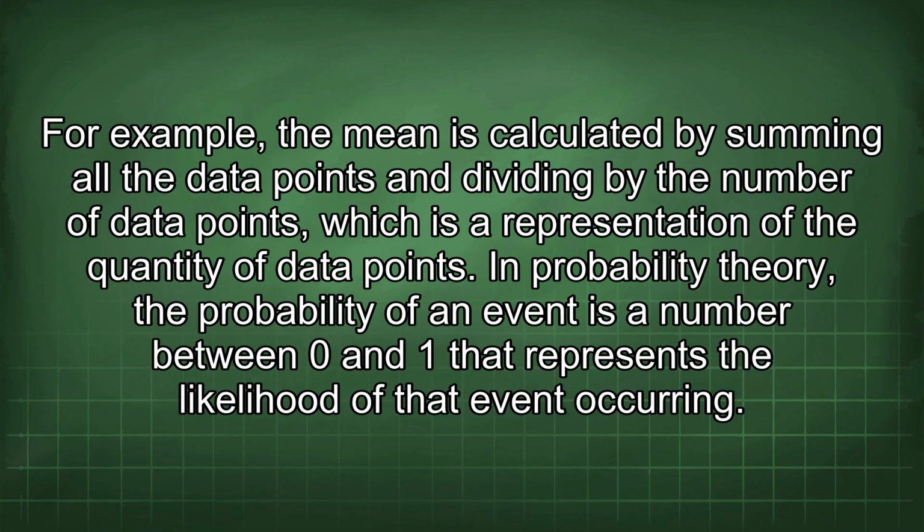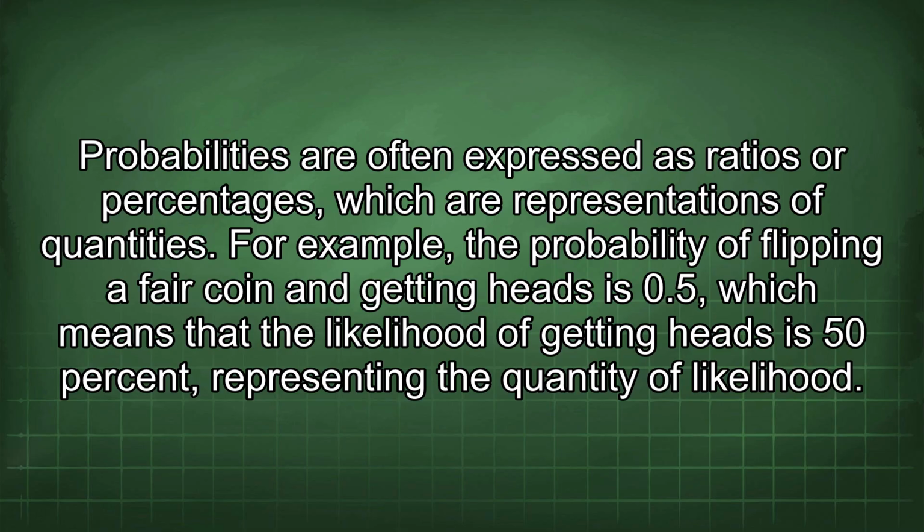In probability theory, the probability of an event is a number between 0 and 1 that represents the likelihood of that event occurring. Probabilities are often expressed as ratios or percentages, which are representations of quantities. For example, the probability of flipping a fair coin and getting heads is 0.5, which means that the likelihood of getting heads is 50%, representing the quantity of likelihood.